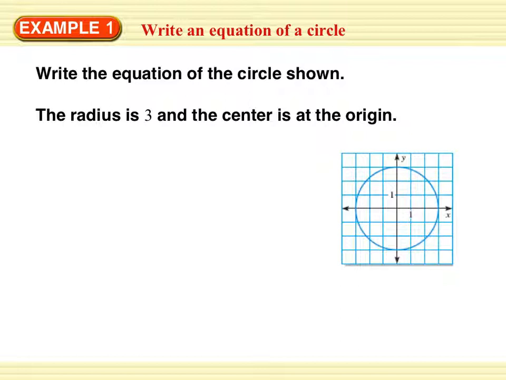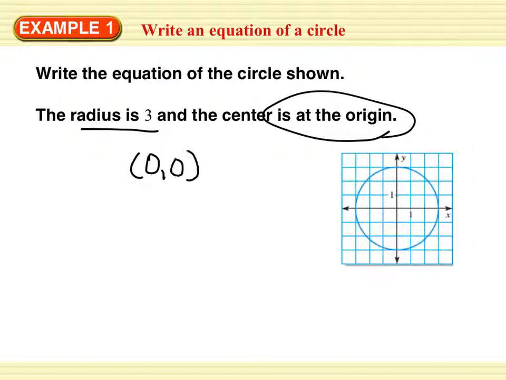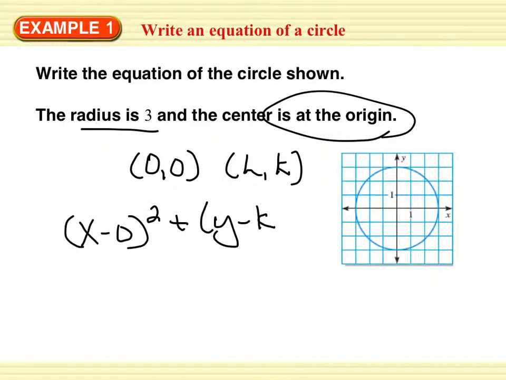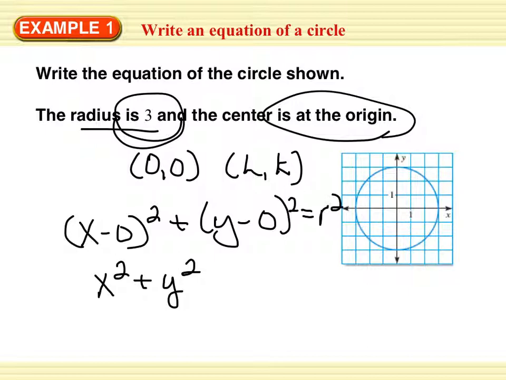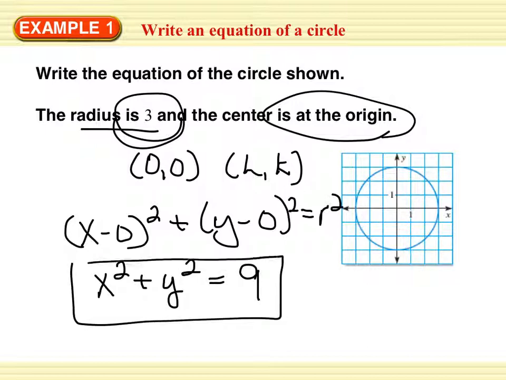Write an equation of the circle shown. The radius is 3, and the center is at the origin. So the center is 0, 0, and that is h, k. So really it's x minus 0 squared plus y minus, sorry, that should be 0, equals r squared. Since h and k are 0, we're going to simplify that. And the radius is 3. 3 squared is 9. So we have our final answer.